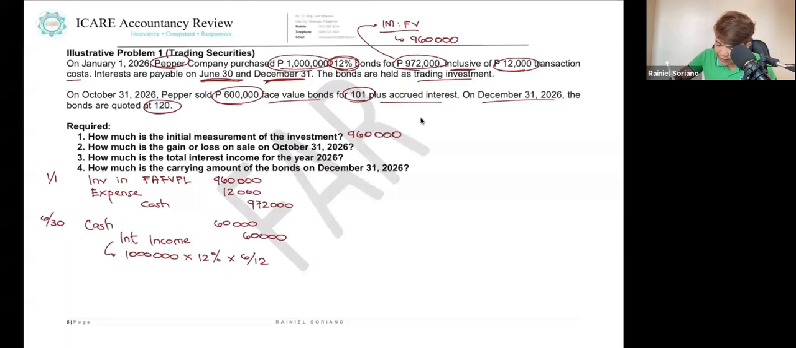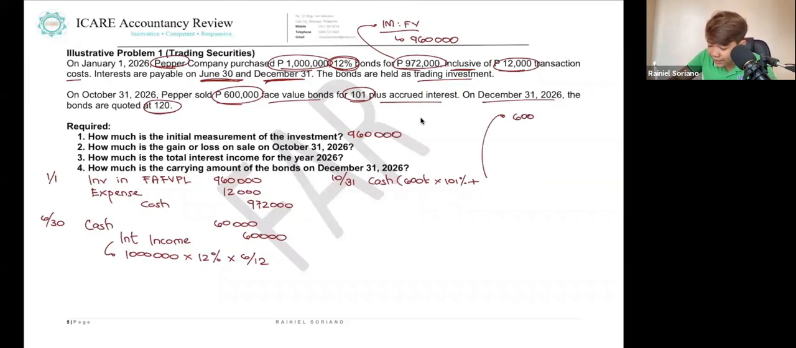Now, what happened? On October 31, we sold the 600,000 face amount for 101. So we debit cash equal to 600,000 times 101%, because the quotation for bonds will always be a percentage. So 600,000 times 1.01 is equal to 606,000 pesos, plus accrued interest. So let's not close the parenthesis yet. The question here is, how much is the accrued interest?